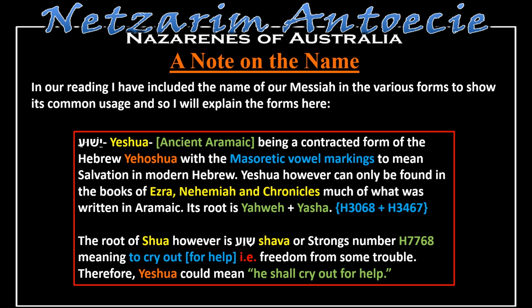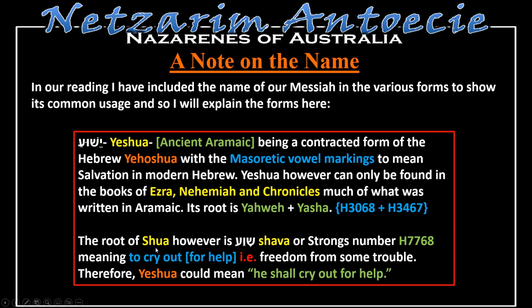Yeshua, which is basically an ancient Aramaic form, being a contracted form of the Hebrew Yehoshua with the Masoretic vowel markings of the 11th century, to mean salvation in modern Hebrew. Yeshua, however, can only be found in the books of Ezra, Nehemiah, and Chronicles, much of what was written in Aramaic. Its root is Yahweh and Yasha, and they're the two Strong's numbers, if you want to look them up.